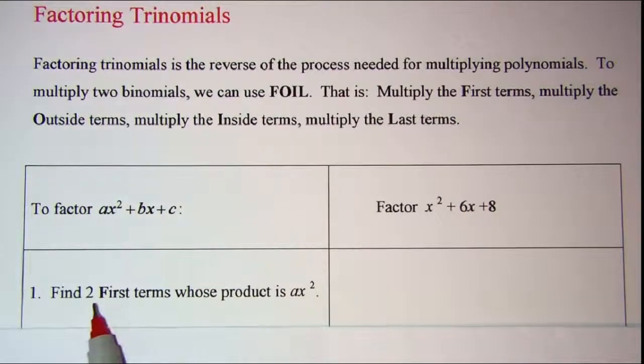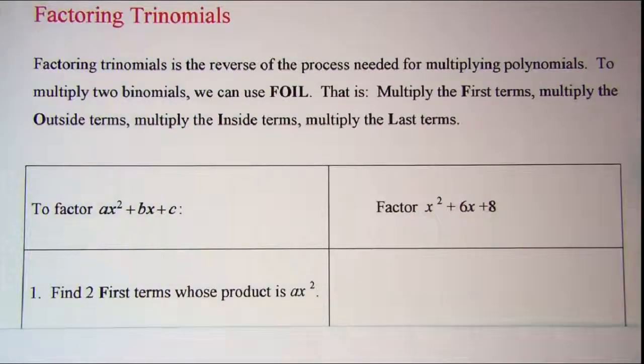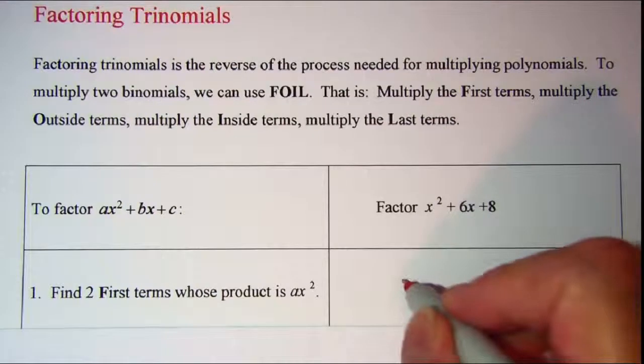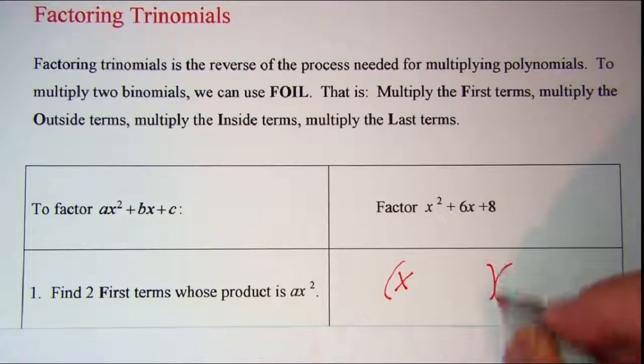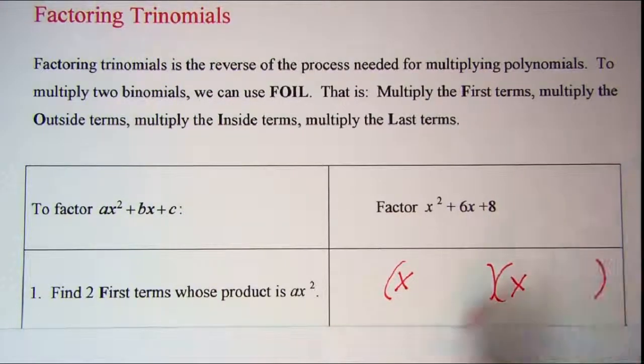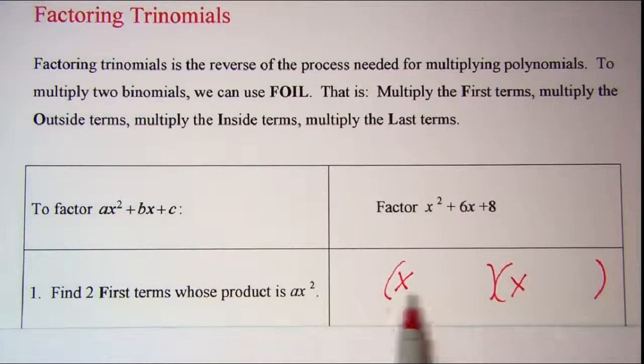We want to first find two terms whose product is ax squared. So ax squared in this case is just x squared. So we're going to find two numbers that I'll put in these front positions that multiply to give me this first term. And so that would be x times x, because x times x is x squared.